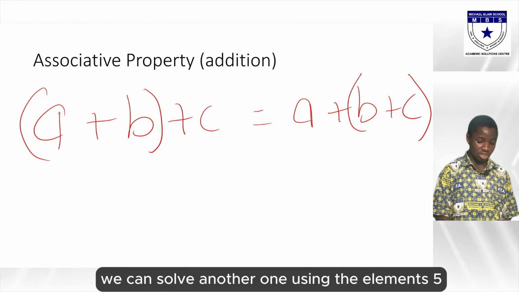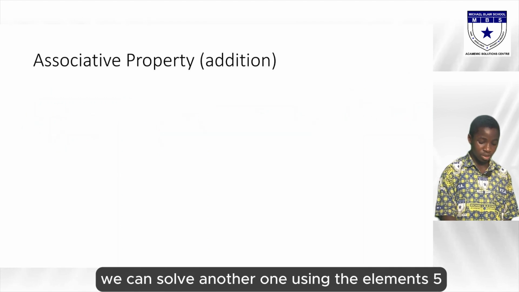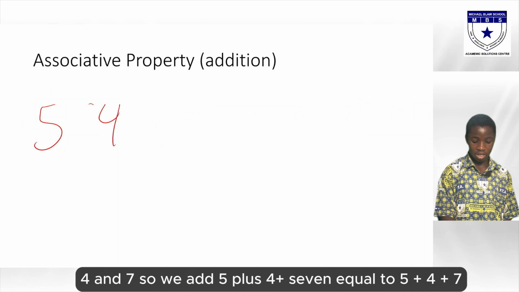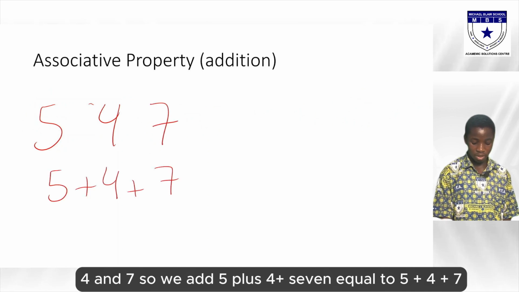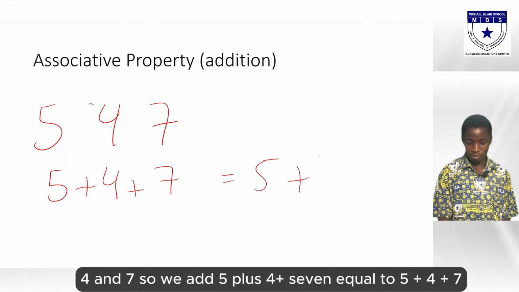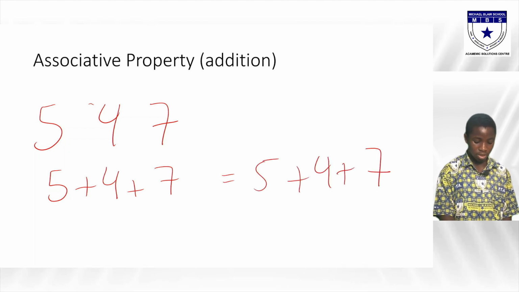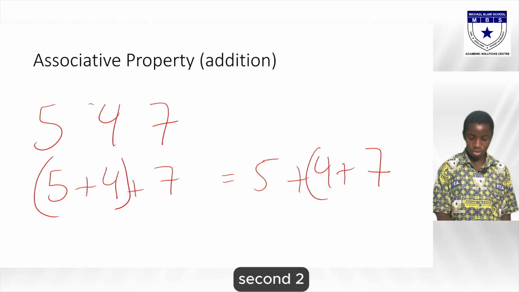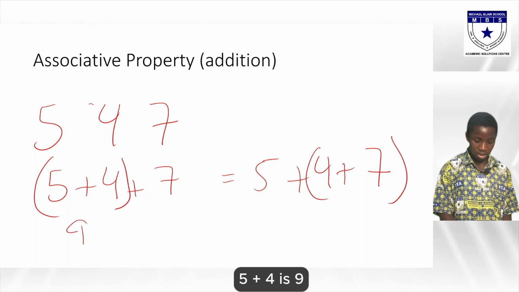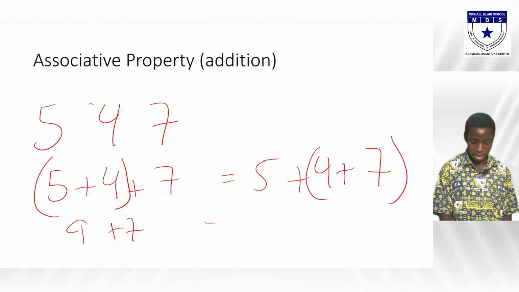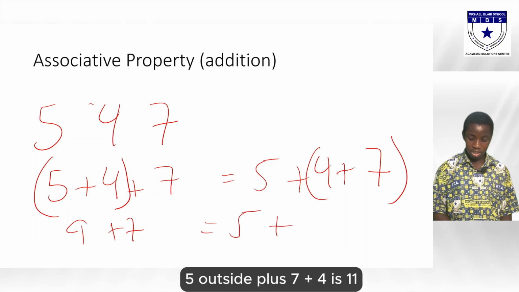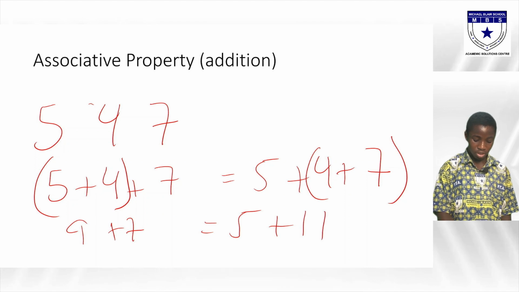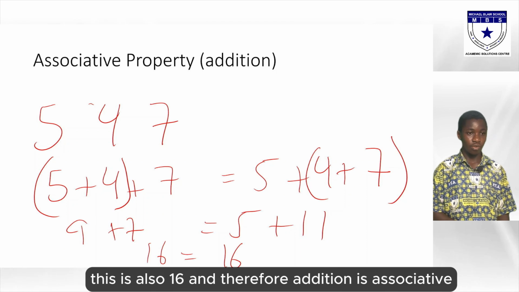We can solve another one using the elements 5, 4, and 7. So we add 5 plus 4 plus 7 equal to 5 plus 4 plus 7. First two, second two. 5 plus 4 is 9, 9 plus 7 is 16. With 5 outside, 4 plus 7 is 11, so 5 plus 11 is also 16. And therefore, addition is associative.